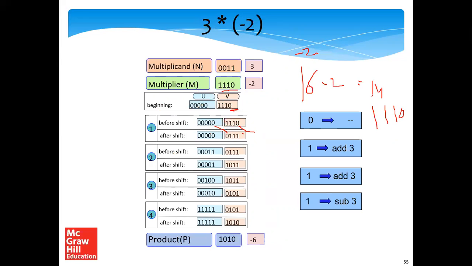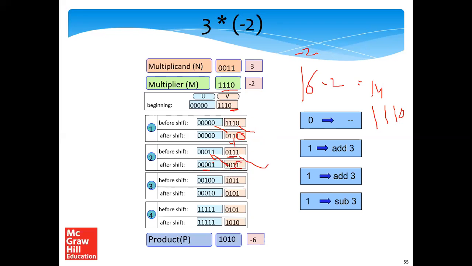Then we again check the LSB of v. Here now the LSB is 1. Then we simply add the multiplicand. So here the multiplicand is 0011, so simply it becomes 0011, and then we shift. 1 is thrown out, this 011 comes here, and 1 comes here, and all the bits are 0.